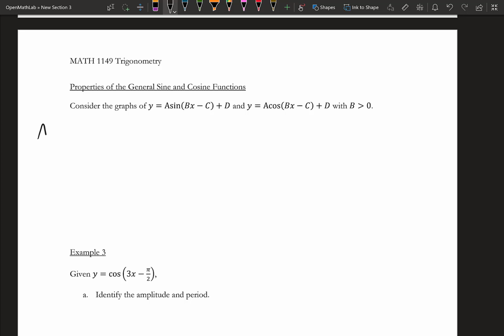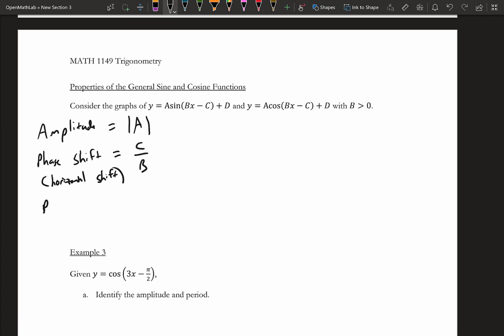The first thing is that the amplitude is going to be equal to the absolute value of a. The phase shift is going to be equal to c divided by b. So this is something new, right? The phase shift is just another term. It's essentially the horizontal shift. And then we already knew the period. Period, remember, was 2 pi over b. And then the vertical shift, as I pointed out, will be equal to d.